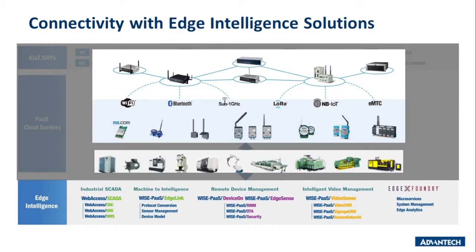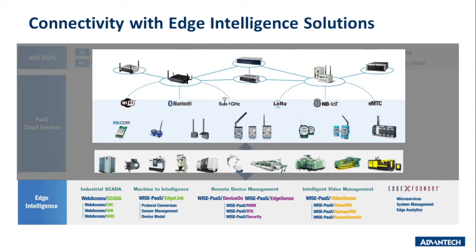Okay, so let's look into the architecture of WISE-PaaS. The bottom layer is the edge intelligence layer, which is supported by Advantech's existing edge data collection solutions, such as WebAccess for interfacing with machineries and working with different kinds of protocols to get data from edge devices. And the same is Edge Link. And we also have solutions called Device On and Edge Sense, which deal with the remote device management.